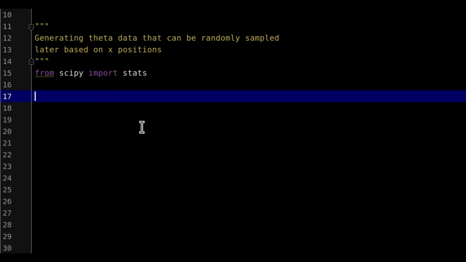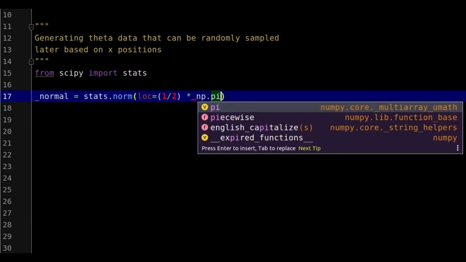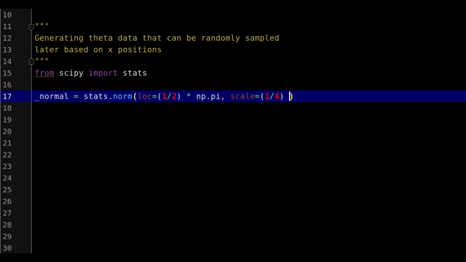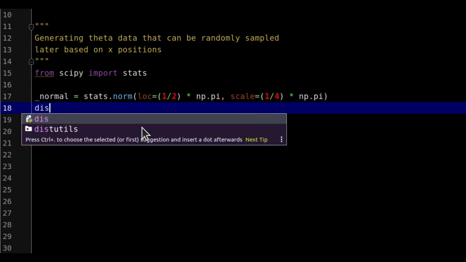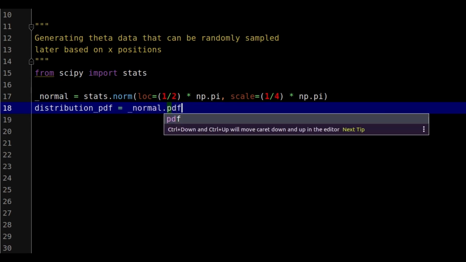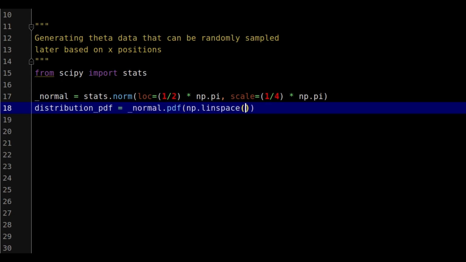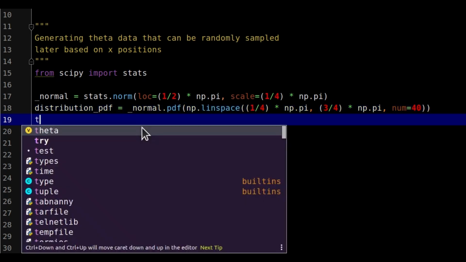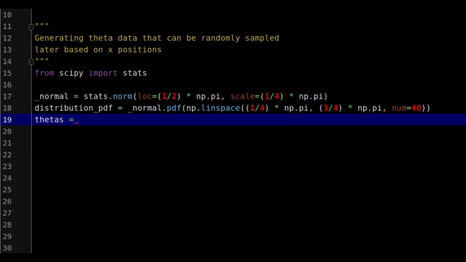For this implementation, numpy couldn't get the job done, so instead I used the stats normal library to generate theta angles, which are centered on pi divided by 2, and which then decrease toward the edges. This array of values has a preset number of indices, 40, and the company gets a random index 0 to 39, which it then uses to get its theta angle and x-coordinate. And it's done using this so-called percent point function.